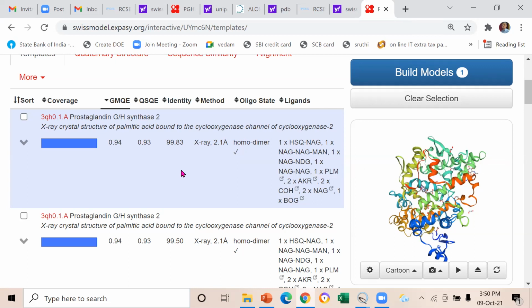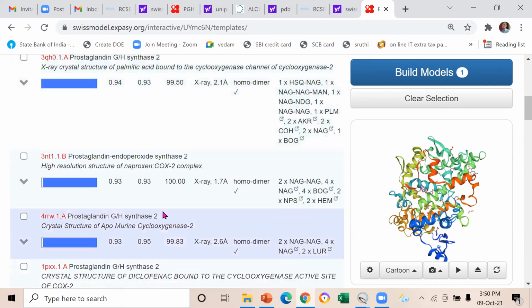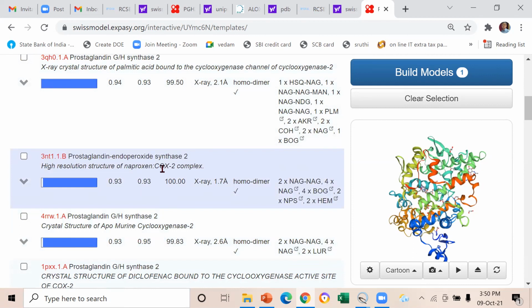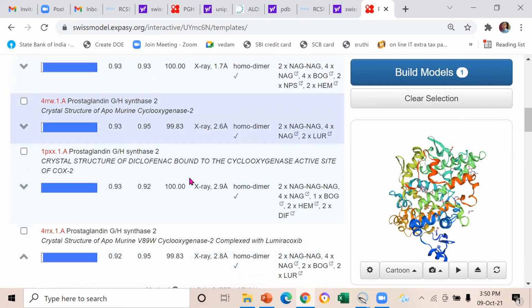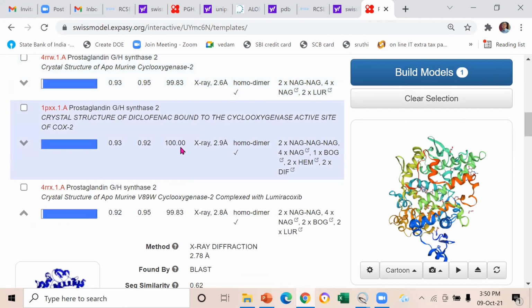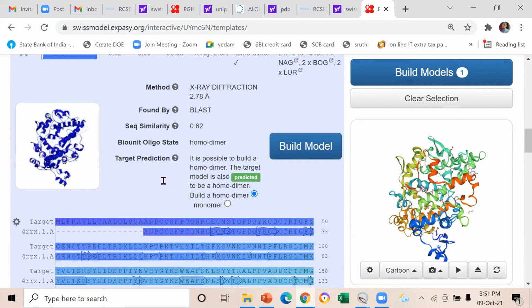Okay. And then this one, if you look at it, again, palmitic acid bound to cyclooxygenase 2 enzyme, and naproxen bound to the enzyme, this particular protein. And then this is a murine cyclooxygenase, that means from mammal cyclooxygenase. Diclofenac, an anti-inflammatory drug, bound to the cyclooxygenase 2 enzyme. This is murine again, bound to a cyclooxygenase 2 enzyme. Like that.